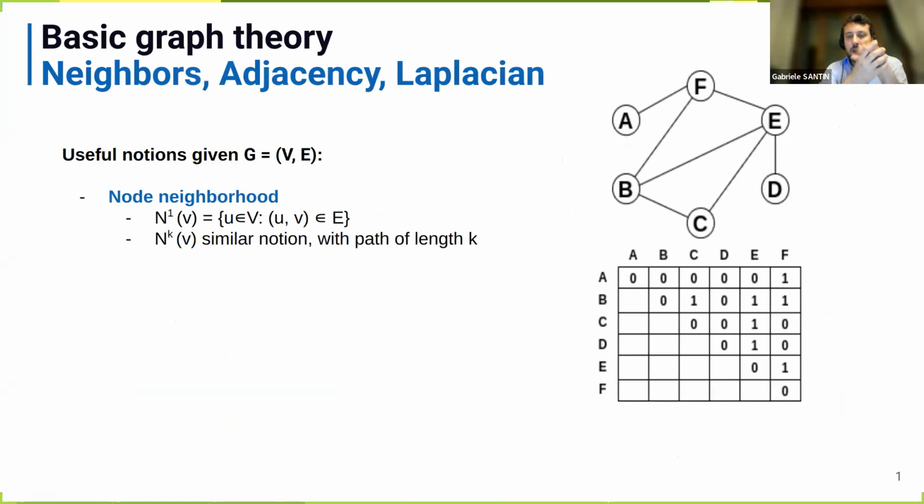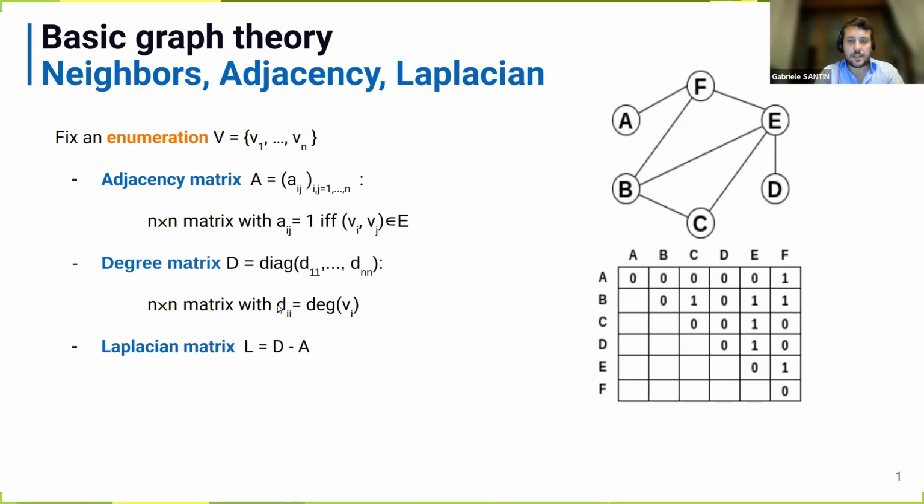And then there is some notion that we will use. If we have a graph, there is this idea of the node neighborhood. So we call it N1. N1 of V is the set of all nodes that are connected to the node V, the center node. And similarly, we can define the order K neighborhood. This is just the set of nodes which are connected to the node V by a path of length K on the graph. Okay, so the idea of locality on a graph is given by this neighborhood.